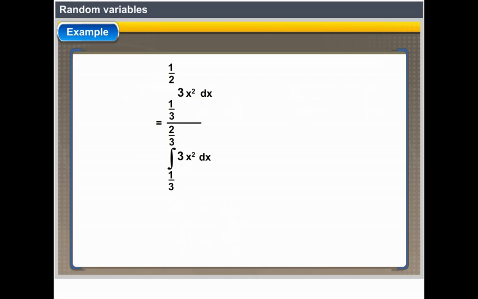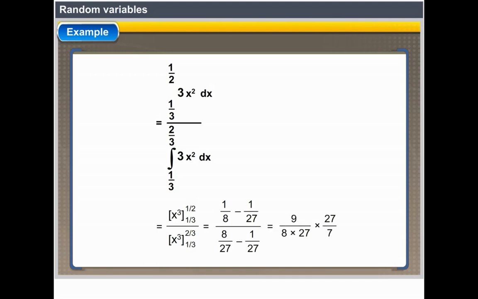After integrating this, we know very well we will get x cube only. We just want to apply the limits here. For the numerator, we have to apply 1 by 3 to 1 by 2. For the denominator, we have to apply 1 by 3 to 2 by 3. Then 1 by 8 minus 1 by 27 divided by 8 by 27 minus 1 by 27. After simplifying, we get 9 divided by 8 into 27 into 27 by 7 equal to 9 by 56.